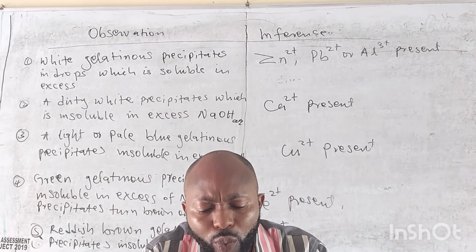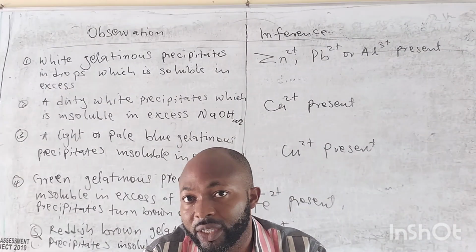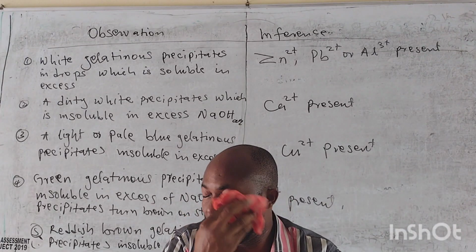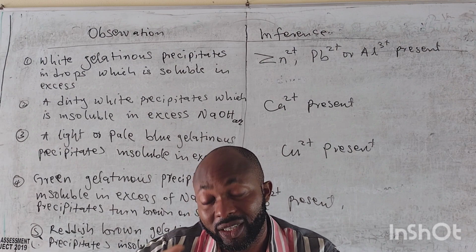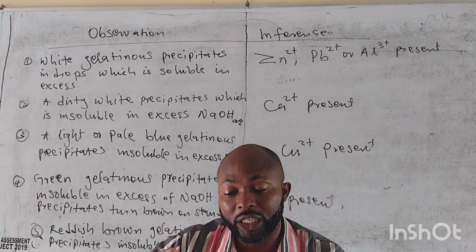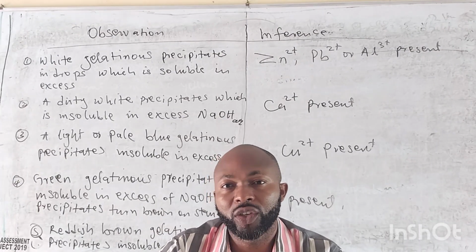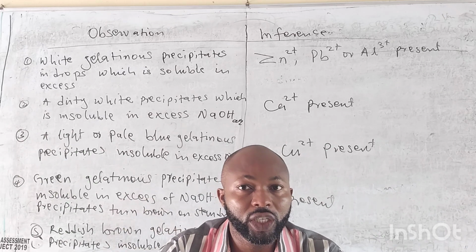Now, if we have a dirty white precipitate which is insoluble in excess sodium hydroxide, is calcium present? So, calcium gives us what? A dirty white precipitate, which is insoluble in excess sodium hydroxide. Dirty white is calcium. Zinc, lead, aluminium give a white gelatinous precipitate in drops, which is soluble in excess.